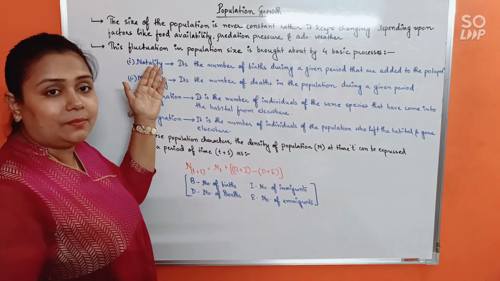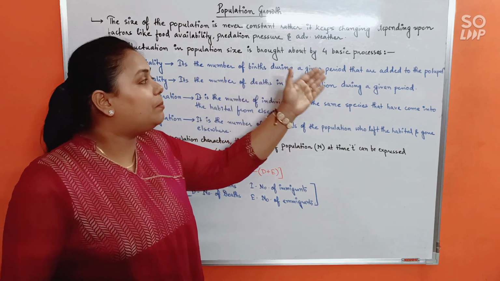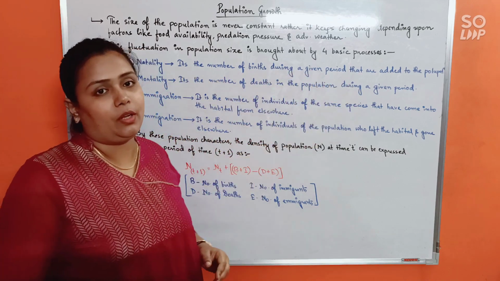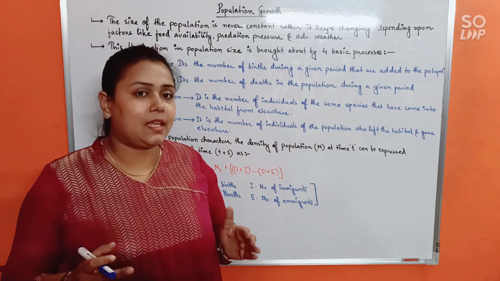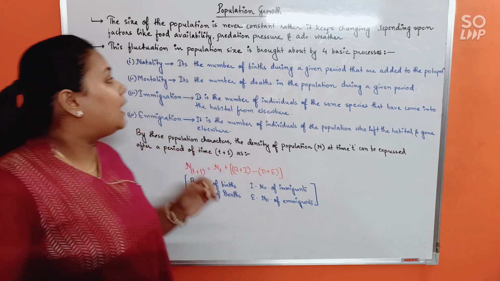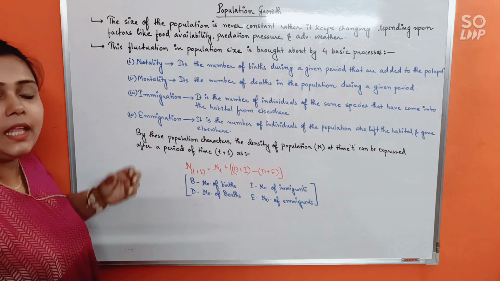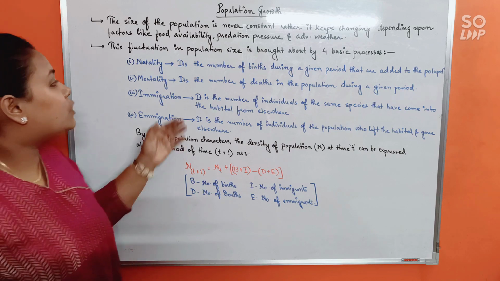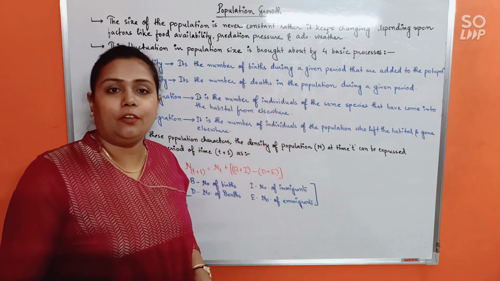Natality. Natality means the number of births during a given period that are added to the population. That means the number of births taking place, in short, would be referred to as natality. Next is mortality. Mortality is of course the opposite, that means the death rate. It's the number of deaths in the population during a given period of time.